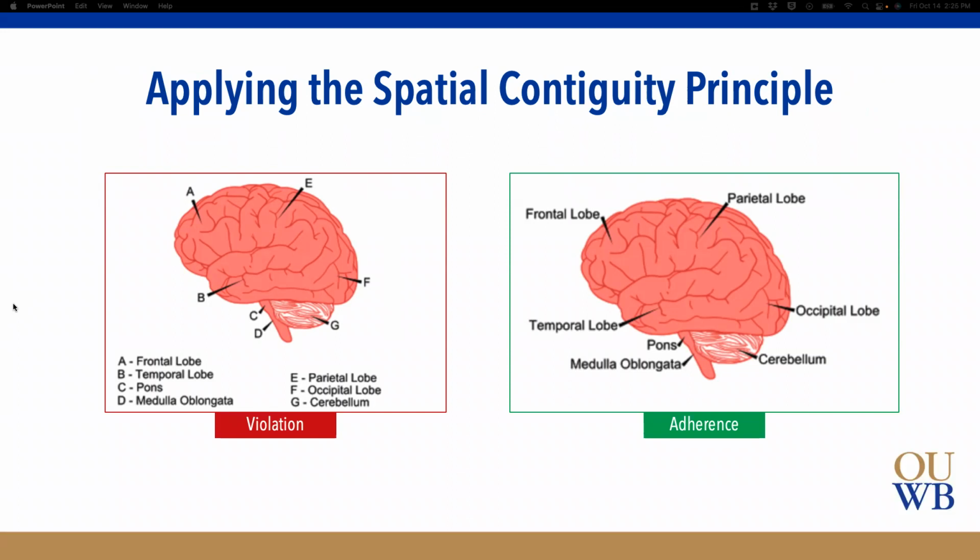So in the example on the left, the spatial contiguity principle is violated because the labels indicating the different parts of the brain are physically separated from the image of the brain itself. So I have to look at A, and I have to come down here and read frontal lobe. I have to go back. I have to read B, and I have to come back. And so there's a lot more eye movement that is happening here. So they're using letters instead of the terms themselves to match.